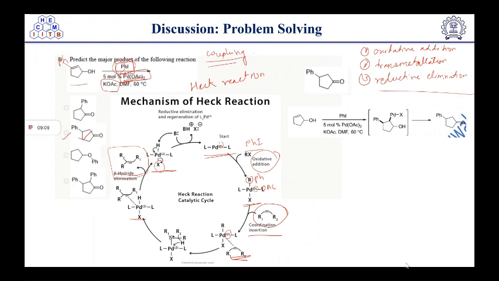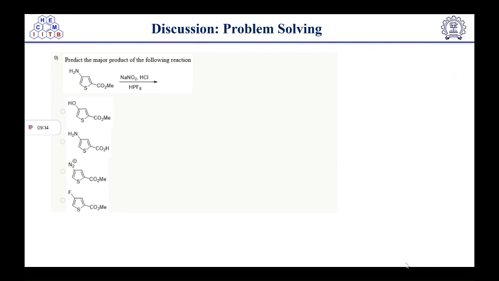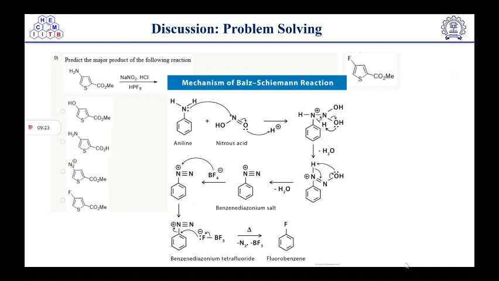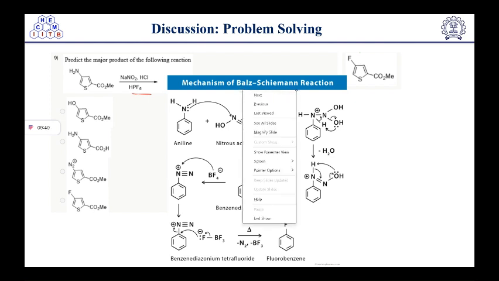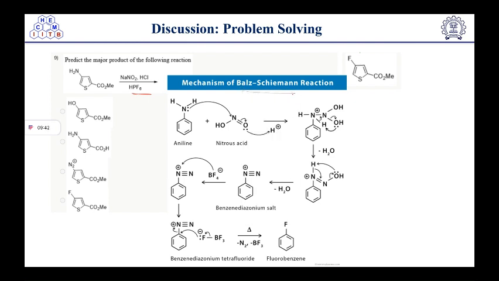We will get this one, right? So now let's move to the next question. Here in this question it is asked to predict the major product of the following reaction. So here you can see that sodium nitrite is given on the arrow and we have here the acid HPF6. So this is the name reaction which is entitled as the Balz-Schiemann reaction.